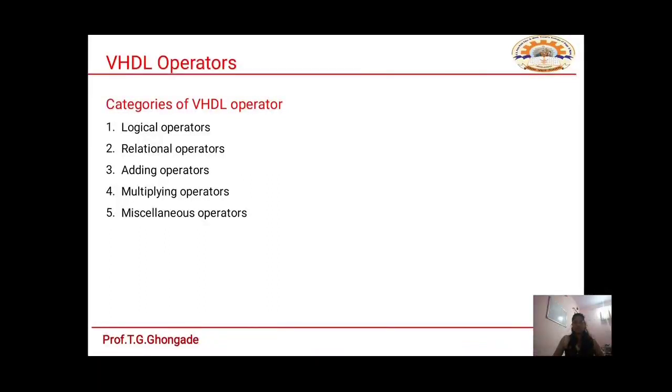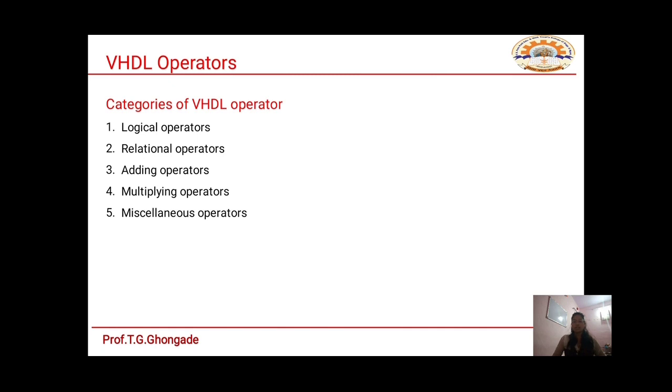Hello everyone. In today's lecture we are going to discuss the last topic of first unit, that is VHDL operators. The predefined operators in the language VHDL are classified into the following 5 categories. First one is logical operator, relational operator, adding operators, multiplying operators and miscellaneous operators. These operators have increasing precedence going from category 1 to 5.